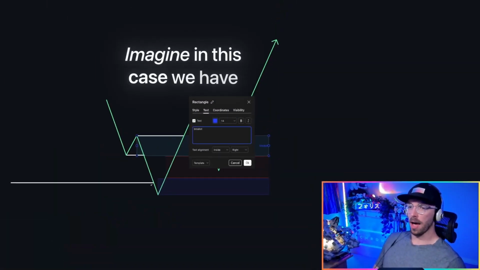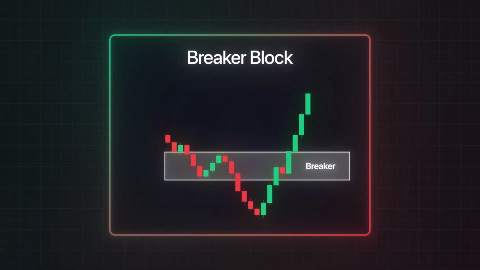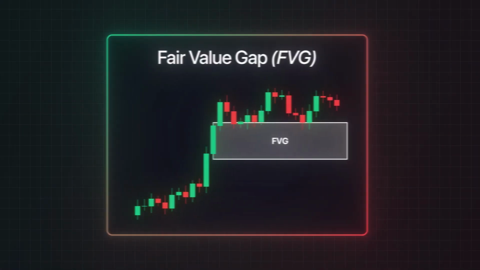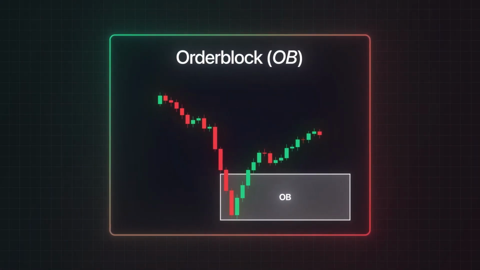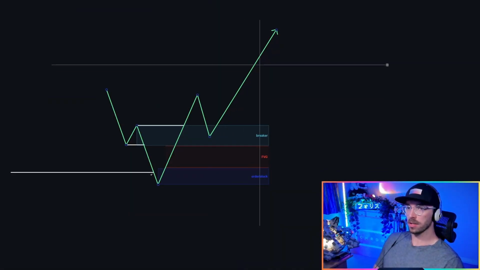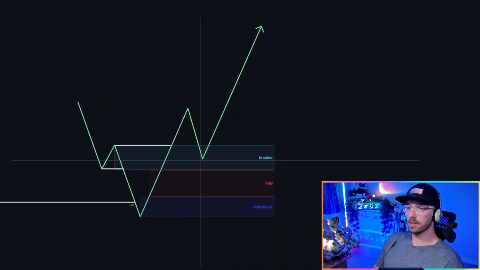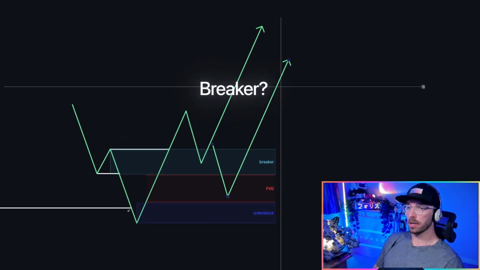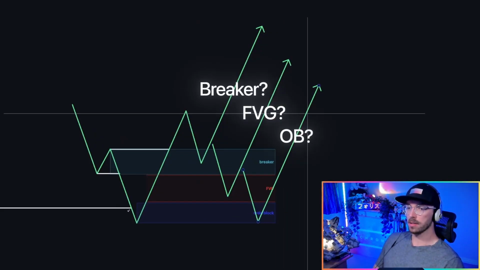Imagine in this case we have a breaker, FVG, and order block. Okay, you're like, well, which one do I use, right? Where is price going to react from? And it's a valid question, a fair question. You're looking at this, wondering, am I going to get this? Or am I going to get this? You know what I mean?